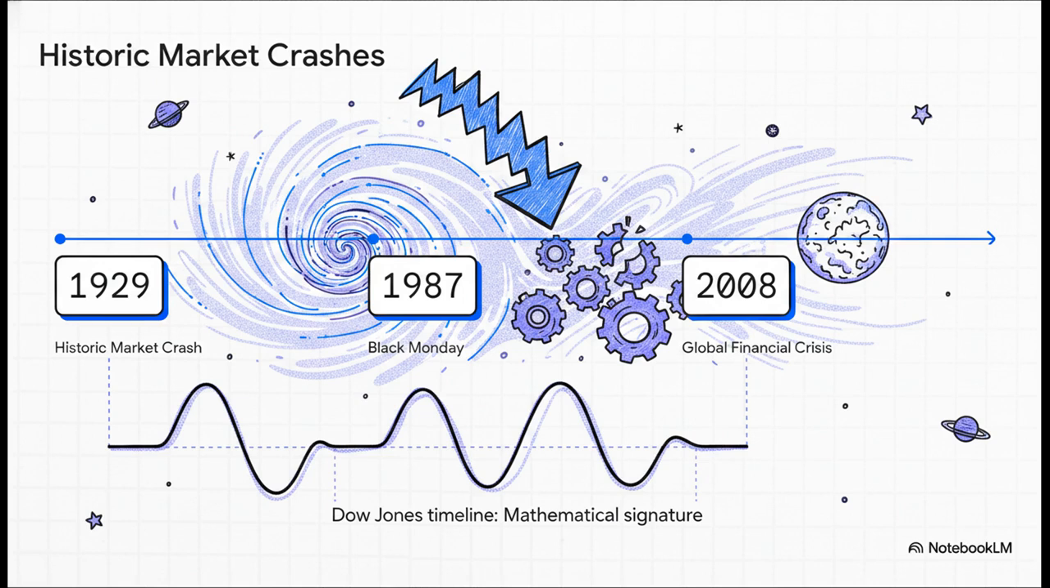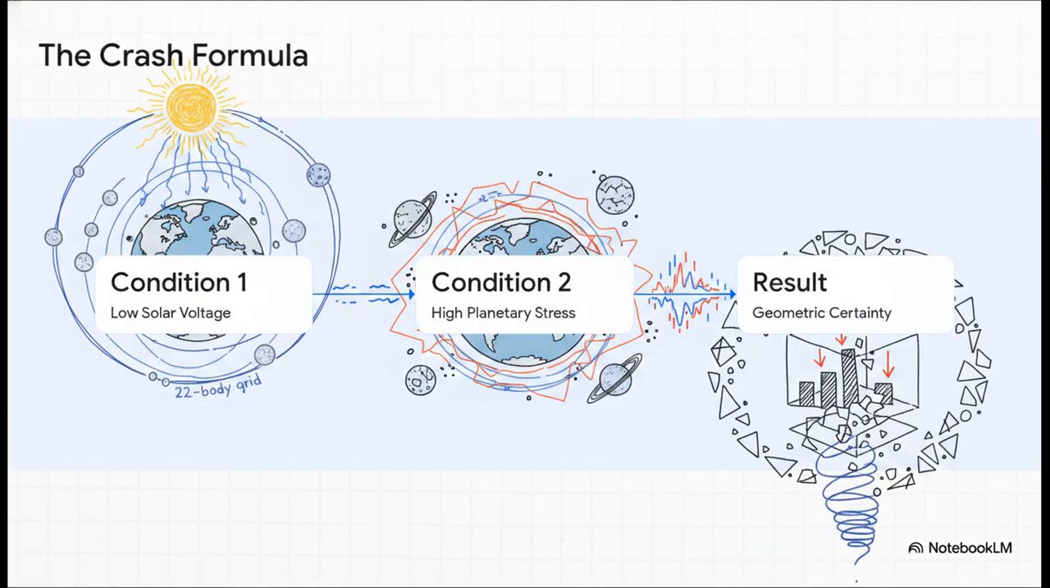signature. For our analysis today, we really want to focus on the 1929 crash, which the text categorizes as the 1929 analog. This serves as the ultimate structural benchmark in the document. It's a specific historical moment where extreme planetary stress met cripplingly low solar voltage. The text breaks this down into a very precise formula for market collapse.